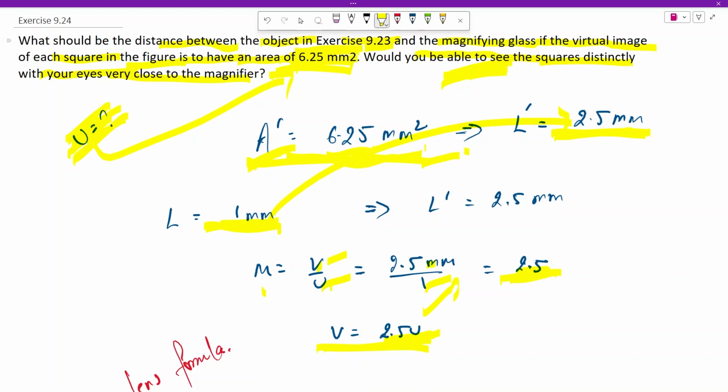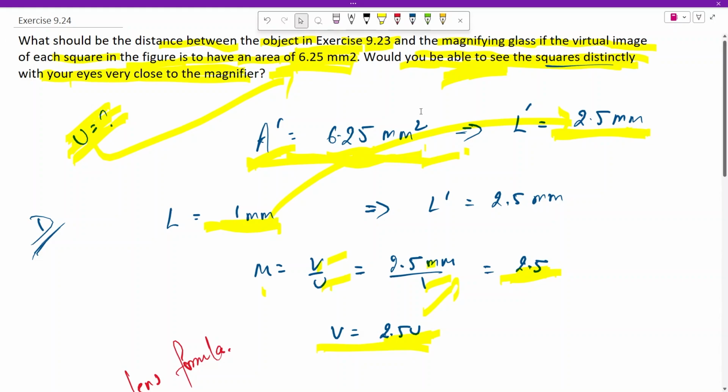Later we have to comment on whether we would be able to see the squares distinctly with our eyes very close to the magnifier. In order to see the squares distinctly, the minimum distance should be equal to D. So let us find out whether U is greater than D or less than D. If U is less than D, then we won't be able to see it, and if U is greater than D, then we will be able to see the squares distinctly with our eyes.